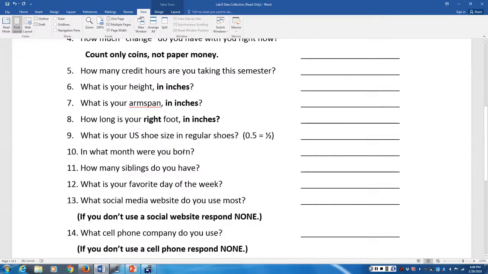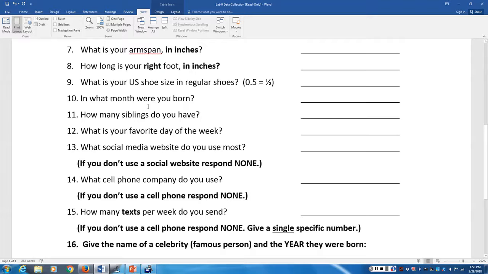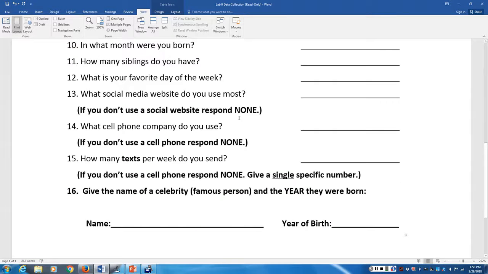In what month were you born? How many siblings do you have? What's your favorite day of the week? What social media site do you use the most? What cell phone company do you use? How many texts per week? Do not give me a range. Don't say between 500 and 600. Tell me it's 593 if that's what you want, or 600. But one single number.